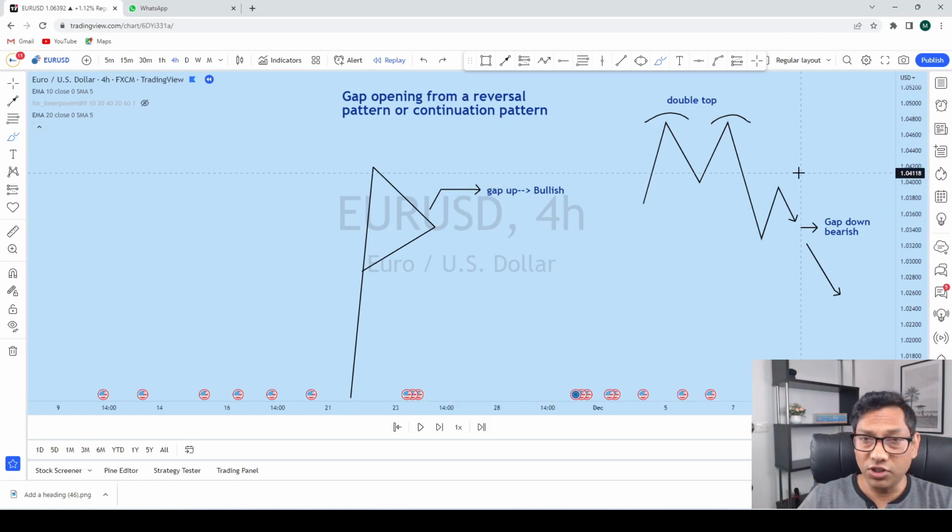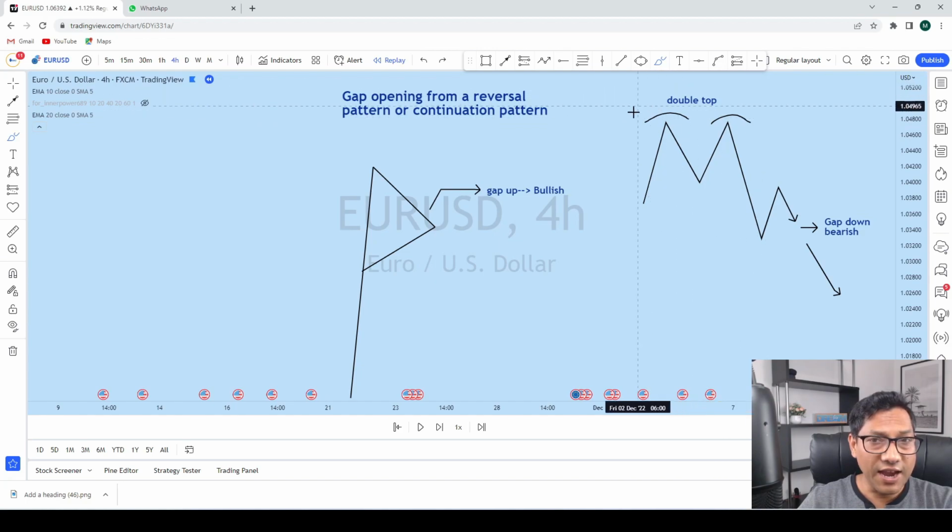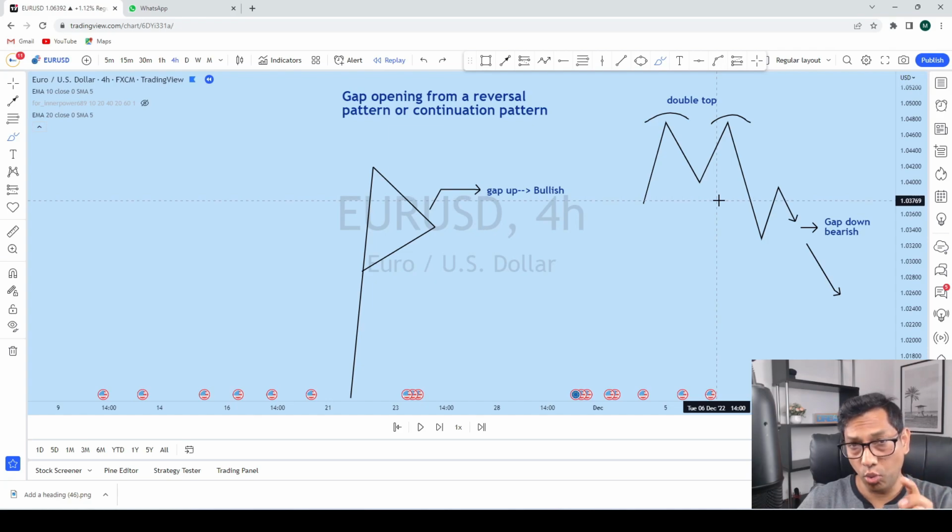On the other hand, a reversal pattern could be a double top, or a head and shoulders, any kind of reversal pattern. Once you see any kind of reversal pattern or continuation pattern and the price opens with a gap from that pattern, keep in mind, when the price disconnects from that pattern, the price will highly likely be heading in the direction of the pattern.